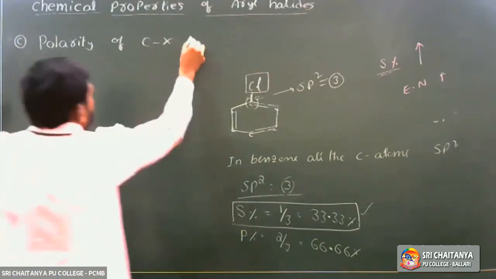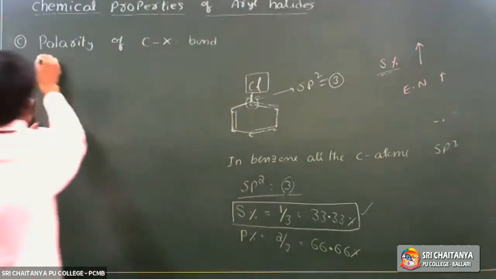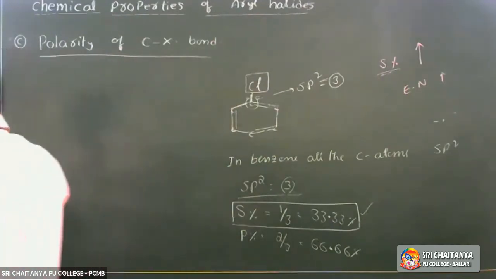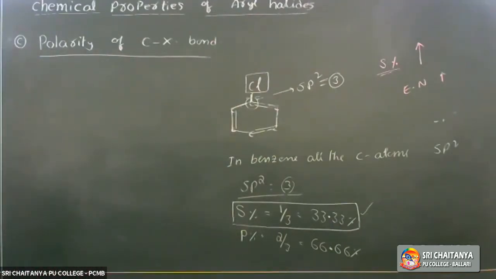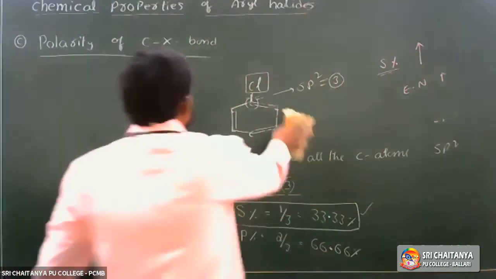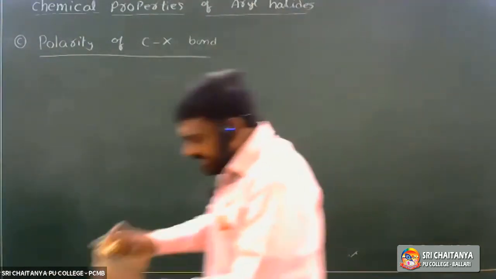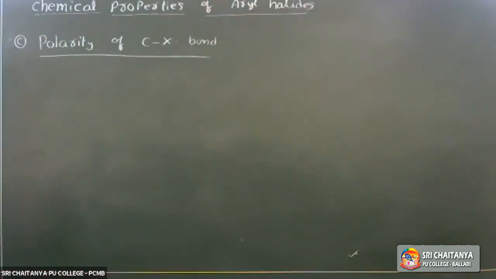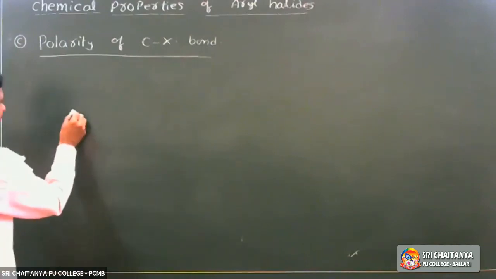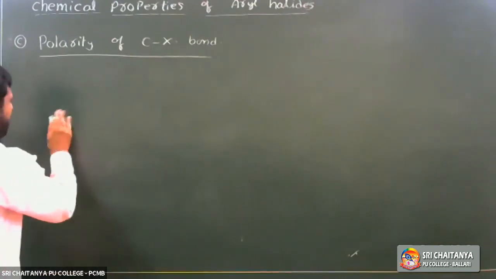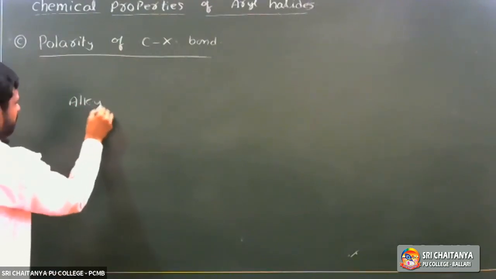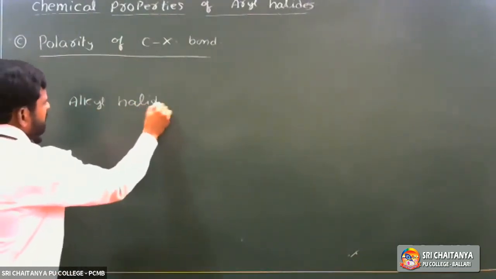Polarity of C-X bond. It is the third one. The C-X bond in haloalkanes is more polar than the C-X bond in haloarenes. So is the C-X bond more polar in alkyl halides or in aryl halides? It is the alkyl halide. First take the alkyl halide. So these are all comparisons.